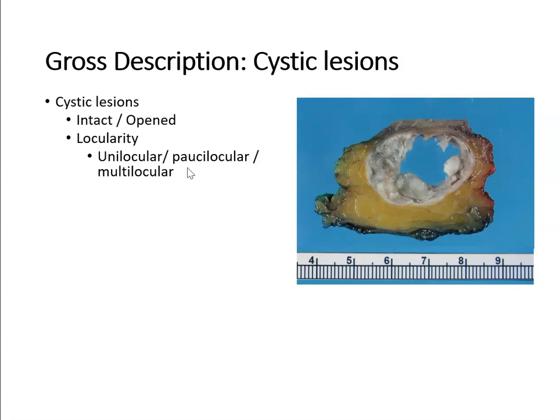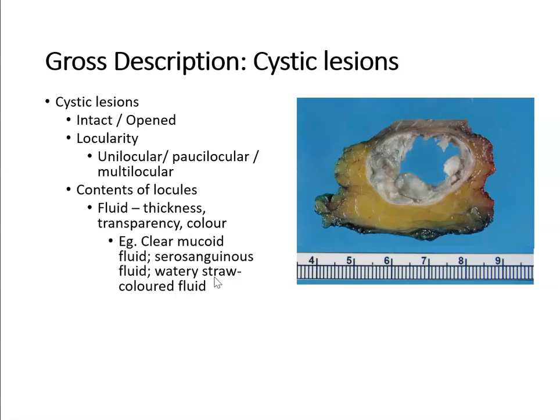So there are also other terms like paucilocular, where there are few locules, and multilocular. We should also describe the contents of the locules. In this instance, there is this grayish pulpy material. And of course, there's fluid, thickness, transparency, color. For example, clear mucoid fluid, serosanguinous fluid, etc. And we can also describe the cyst wall or the septa of the locules and mention if there are, of course, fleshy or papillary areas.